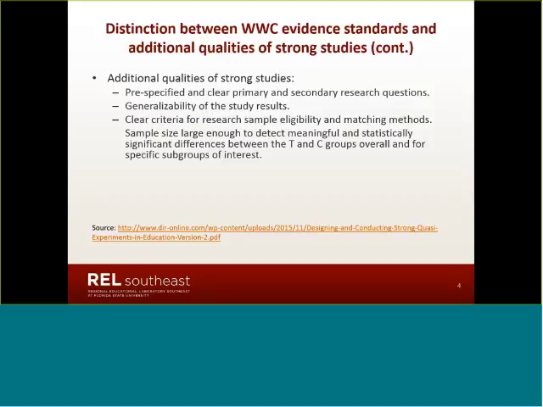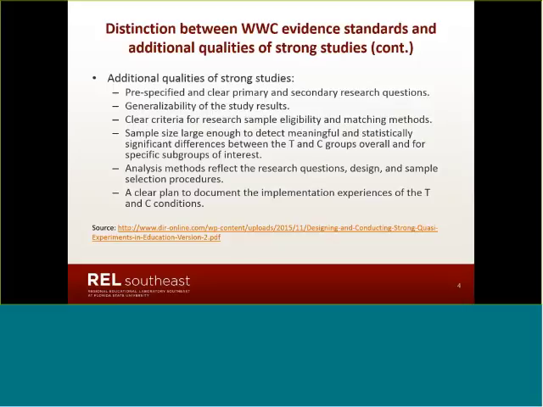Things like power, in other words, making sure that you have a sample size large enough to detect meaningful and statistically significant differences between the treatment and control groups overall and for specific subgroups of interest. And that your analysis methods reflect the research questions, design, and sample selection procedures. And then a clear plan to document the implementation experiences of the treatment and control conditions. In other words, the fidelity of your implementation.